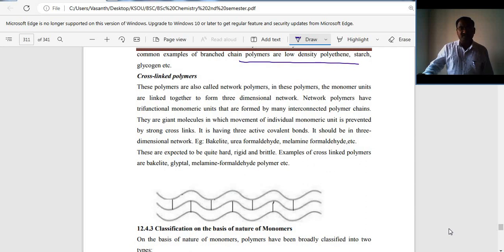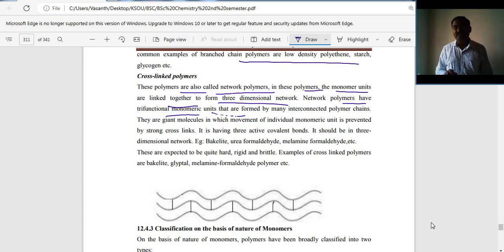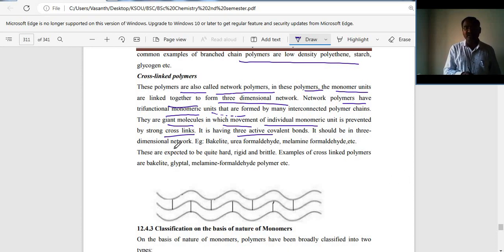Next, cross-linked polymers. These polymers are also called network polymers. In these polymers, the monomer units are linked together to form a three-dimensional network. Network polymers have trifunctional monomeric units that are formed by many interconnected polymer chains. They are giant molecules in which movement of individual monomeric units is prevented by strong cross links. It has three active covalent bonds. It should be a three-dimensional network.